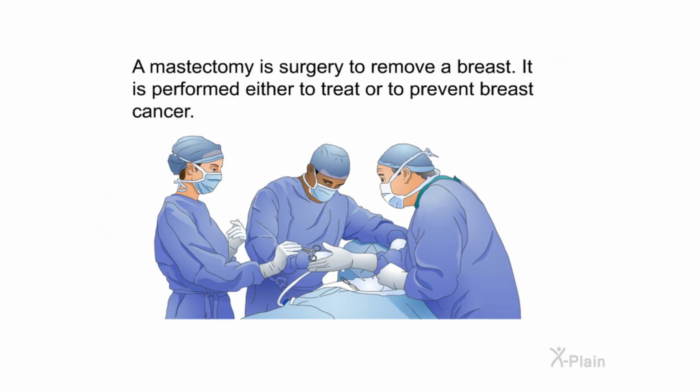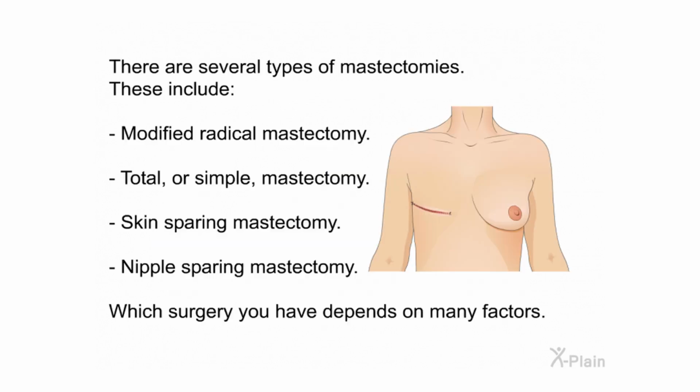Summary. A mastectomy is surgery to remove a breast. It is performed either to treat or to prevent breast cancer. There are several types of mastectomies. These include modified radical mastectomy, total or simple mastectomy, skin-sparing mastectomy, nipple-sparing mastectomy. Which surgery you have depends on many factors.